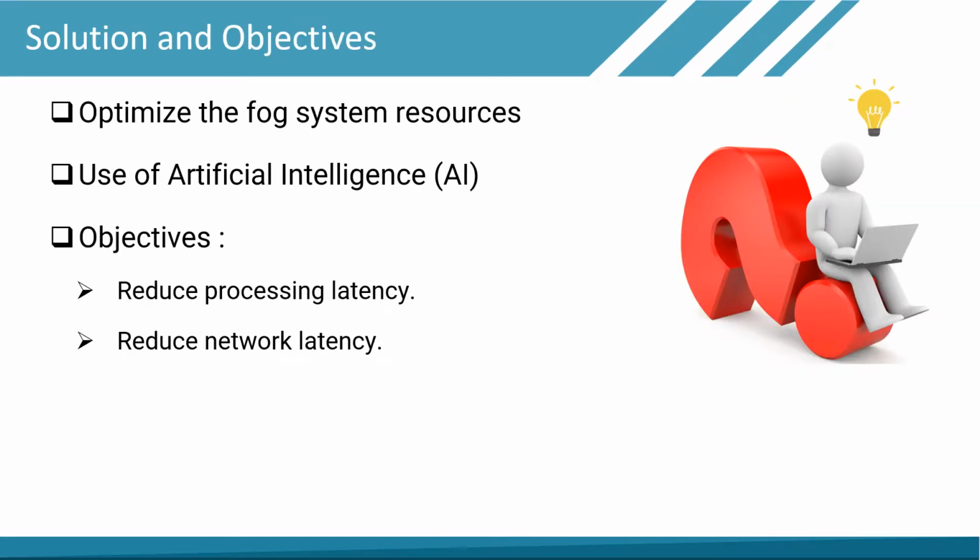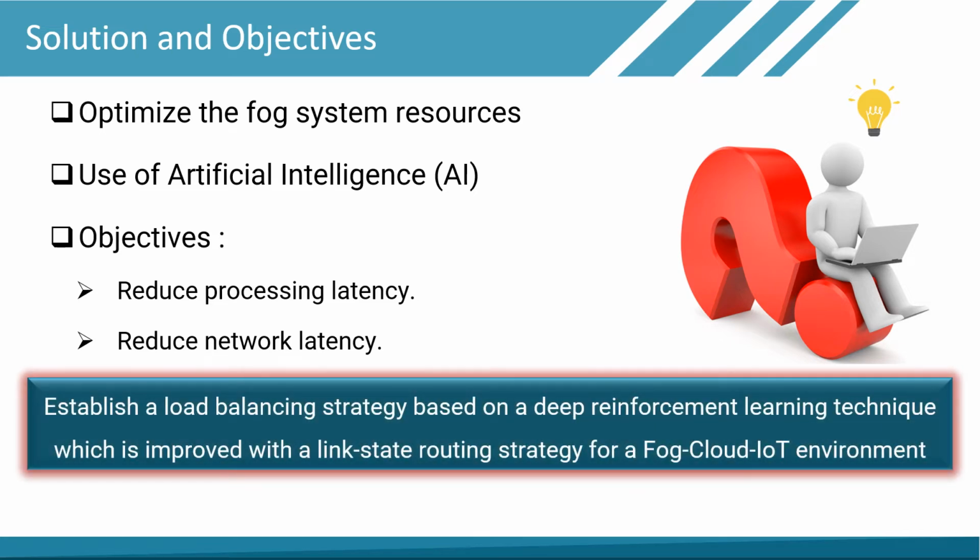For the problems that I just mentioned, the solution we are looking for is to optimize the fog system resources, using artificial intelligence with the objective to reduce the processing latency and network latency. So what we really want to do is to establish a load balancing strategy based on deep reinforcement learning technique, which is going to provide a link state routing strategy for a fog cloud IoT environment.